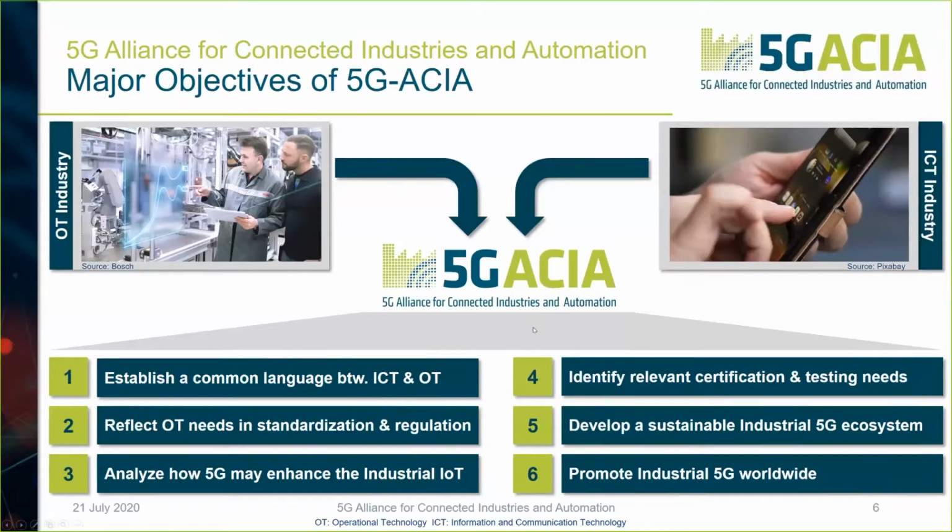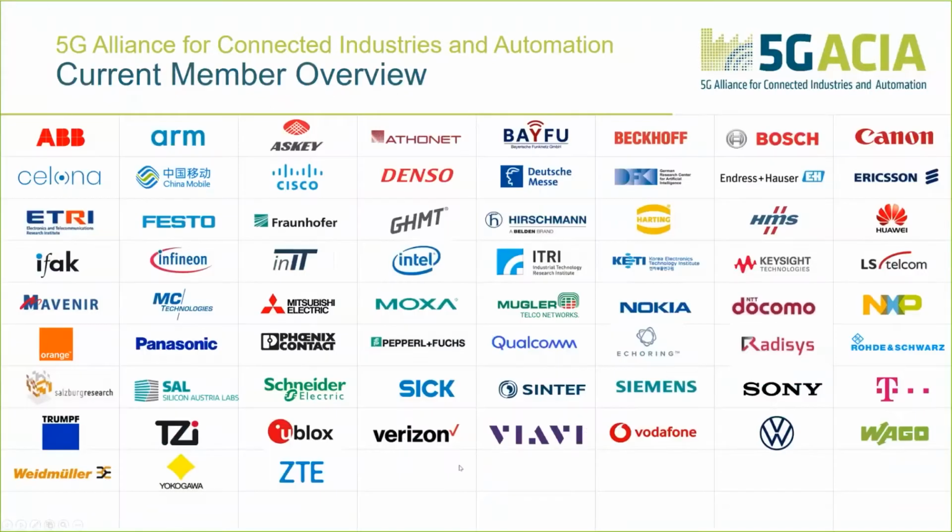And here you can see an overview of current members that we have. So as of today, we have 67 member organizations worldwide. I think it's already a very good balance between the OT industry, the ICT industry, and different regions around the globe, and we are still growing. So there are a couple of more organizations currently finalizing the paperwork. So I'm very confident that during the next web seminar in 3 weeks from now, we can already announce a couple of new members, which then further contributes to the success of 5G-ACIA.